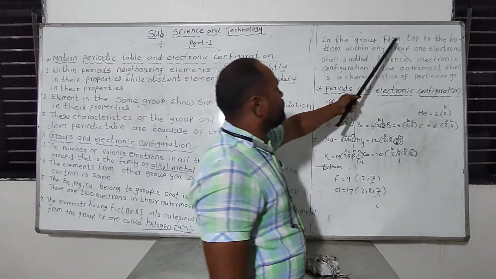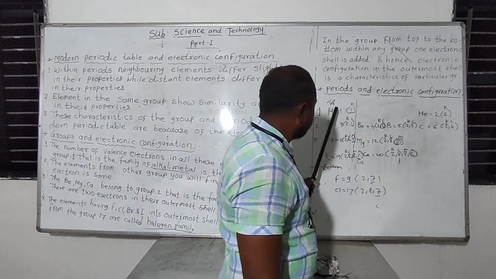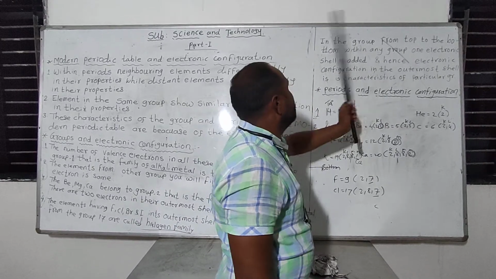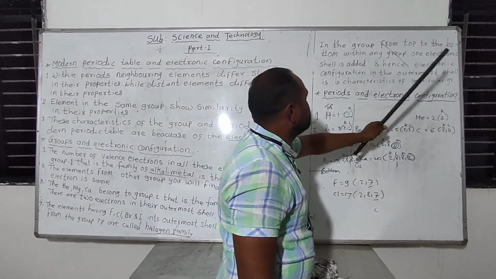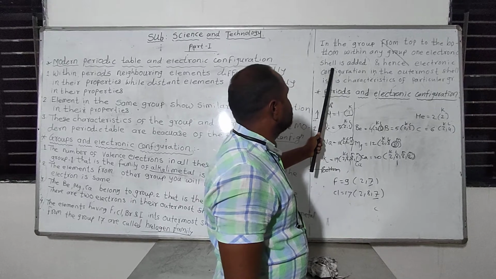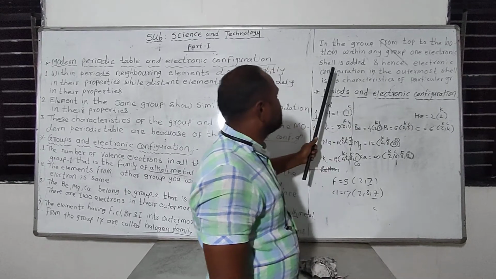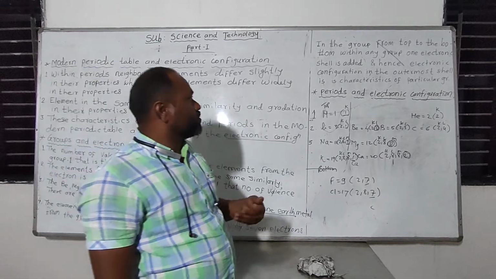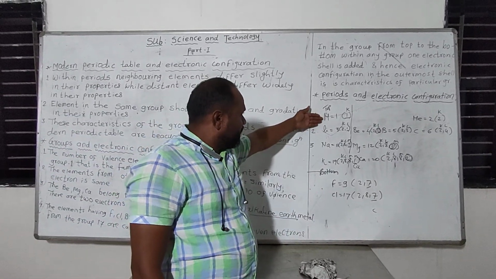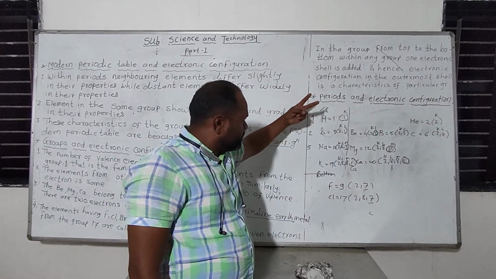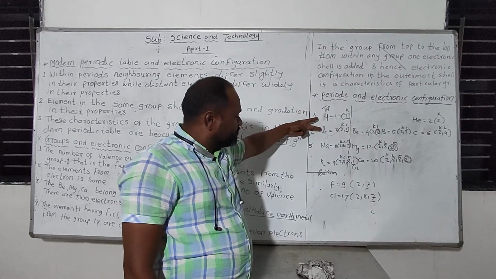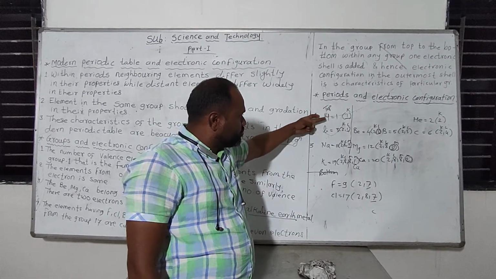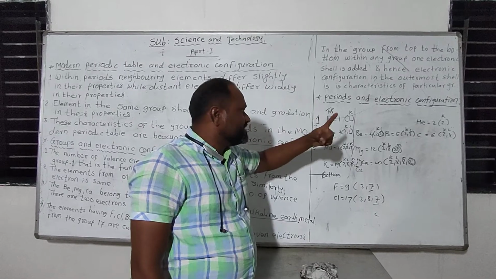In a group, from top to bottom, 1 electronic cell is added, and hence the electronic configuration in the outermost cell is the characteristic of a particular group. So here hydrogen has 1 cell, lithium in the first group has 2 cells. So from hydrogen to lithium, 1 cell is added.